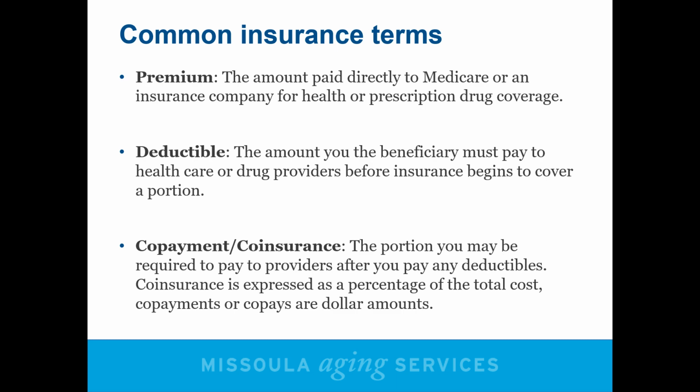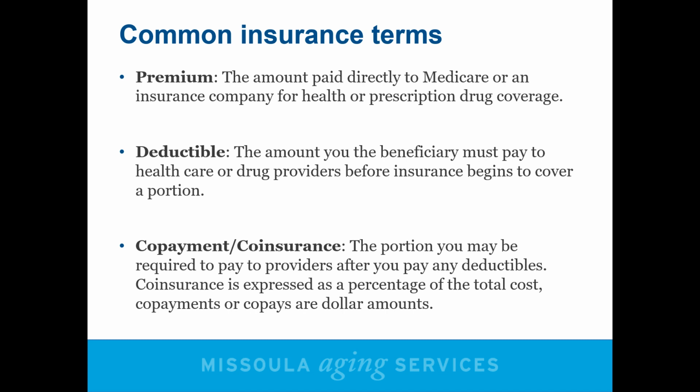So first things first, we're going to talk about some common insurance terms that you're going to hear over and over. So I want to be sure we're all speaking the same language when we talk about these. The first one we'll talk about is premium. Now, premium is the amount of money that you pay just to have insurance coverage. So that might be money that you pay either directly to the federal government for your Medicare Part B, or it might be what you pay to a private insurance company. And those are usually monthly.